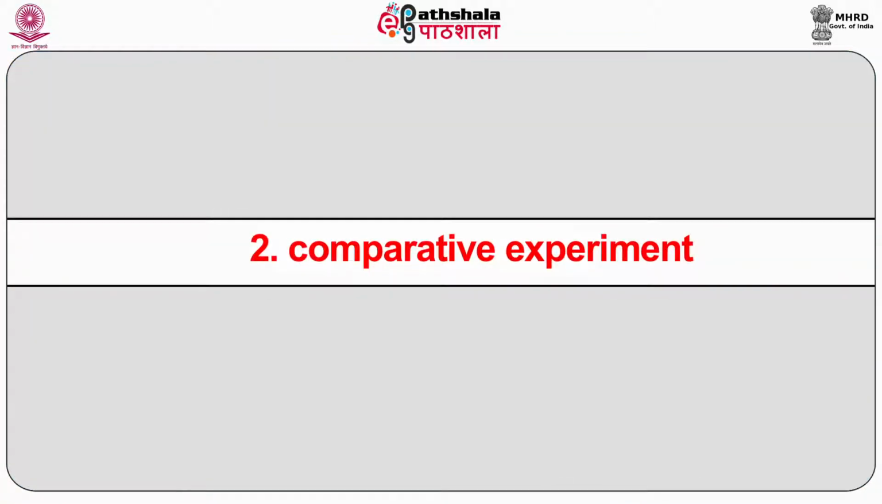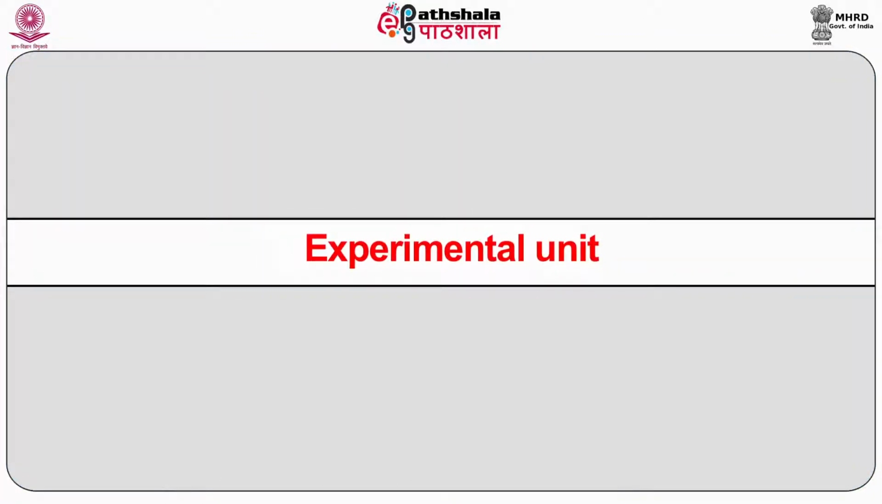Second, the comparative experiment. A comparative experiment is that experiment wherein the researcher would, as per the previous example, compare the effectiveness of 2 or more different medicines on the ailment of that patient. The next concept is experimental unit. Experimental units are those predefined areas where different treatments are used. Such experimental units must be defined with due diligence and utmost care.